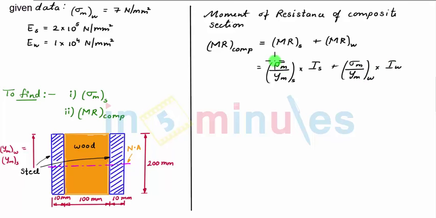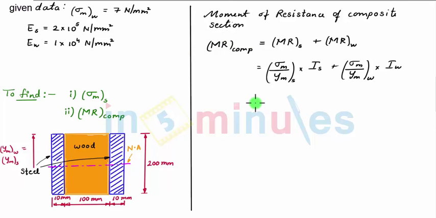Now, sigma max of steel we found out, sigma max of wood is given in the problem, and we know the y max of steel and y max of wood, which is equal and is equal to half of this depth. We can calculate the I of steel and wood sections from the given diagram of this section. So we can calculate the moment of resistance of the composite section.